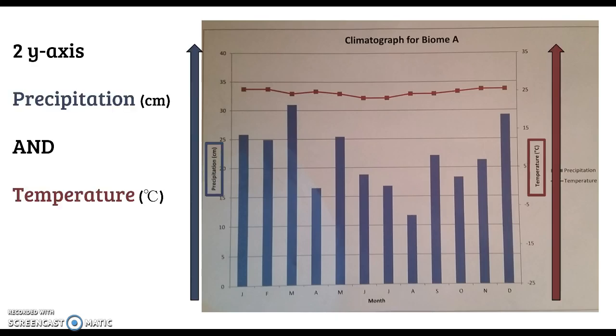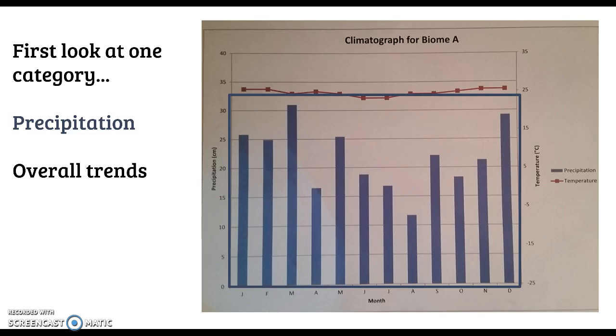In a climatograph, there is a dual y-axis. The primary y-axis, which is on the left-hand side of the graph, is the precipitation. Notice that precipitation is in centimeters. The secondary y-axis, which is on the right-hand side of the graph, is temperature. Temperature is in Celsius. Now let's start to analyze the data on the climatograph. We need to look at one category at a time. I'm going to look at precipitation first.